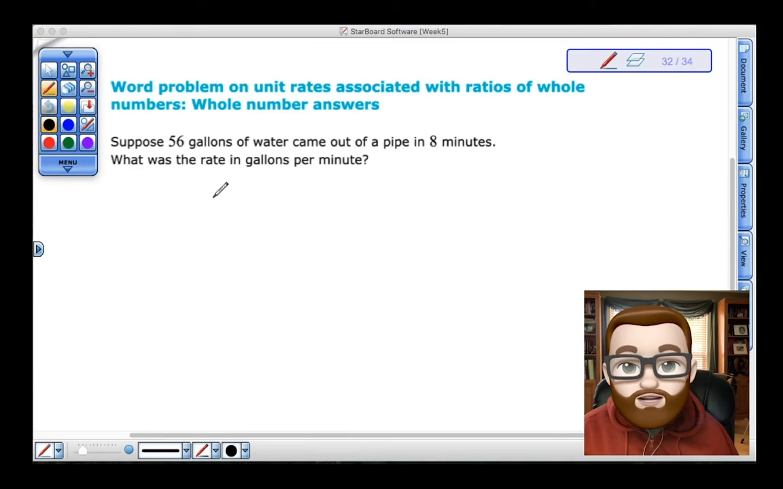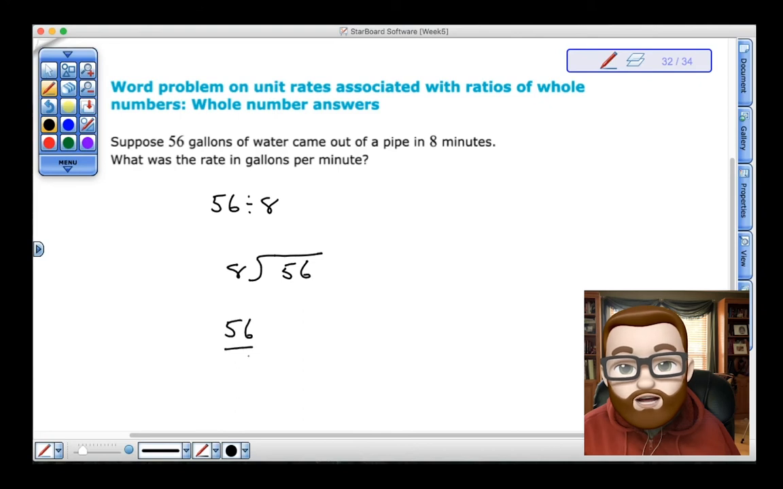So to do that, we have to take 56 gallons, 8 minutes. That means we're going to say this is 56 divided by 8. We could also write that as 8 going into 56, or we could write that as a fraction, 56 over 8. In each of these cases, we're going to have 7 as our answer. So the rate is 7 gallons per minute coming out of that pipe.